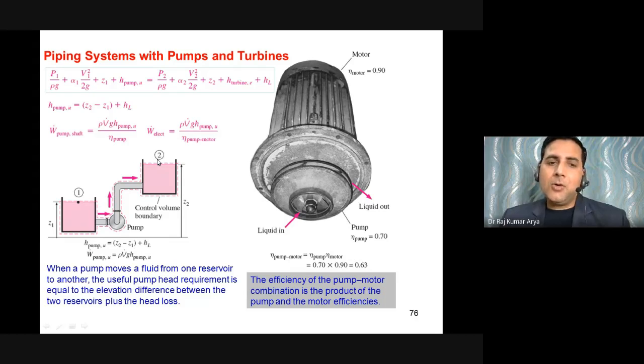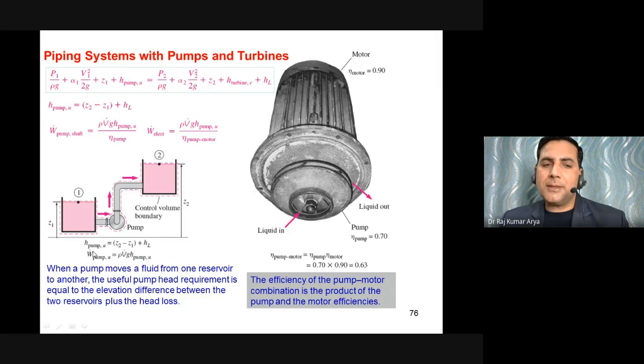Now considering this pipeline, if you put P1 equal to P2, the P1 and P2 terms will get cancelled. Your velocities V1 and V2 are both equal to 0, so the velocity terms will also get cancelled. So you will end up with this equation in terms of the pump. If this turbine is not there, you will get head of the pump equal to Z2 minus Z1 plus HL. Correct or not? That's what you have calculated here. This much should be the head of the pump, or the energy provided by the pump.